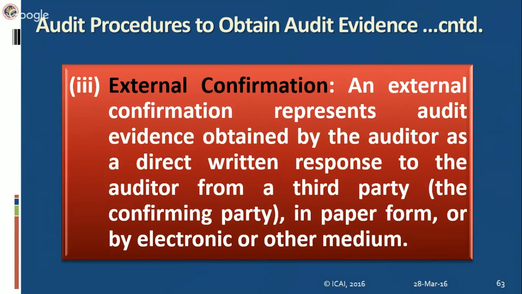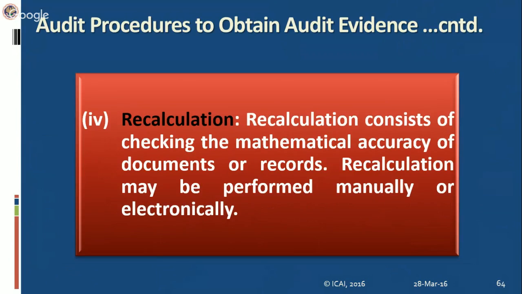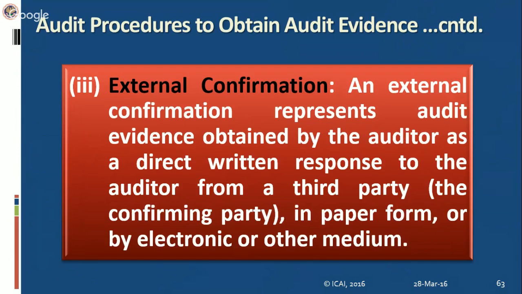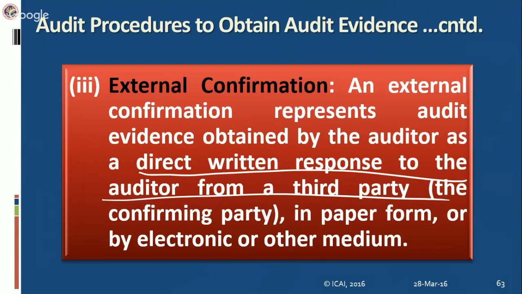External confirmation, you all understand. This represents audit evidence obtained by the auditor as a direct written response from a third party, that is the confirming party. It may be in paper form or electronic form. So this is the direct written response to the auditor from a third party. This is external confirmation.